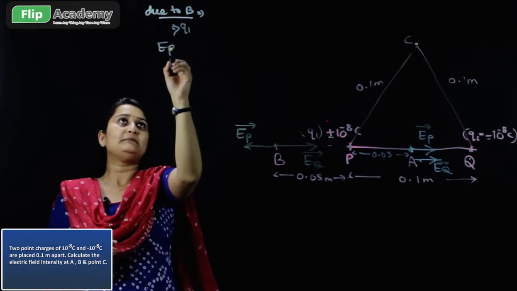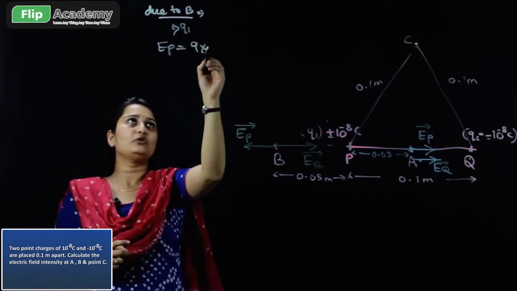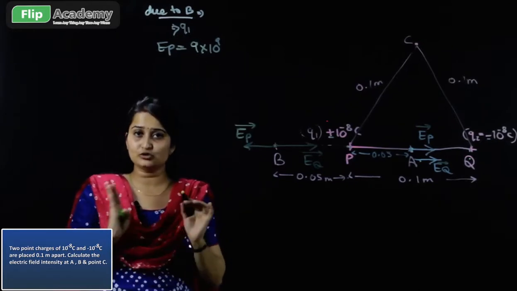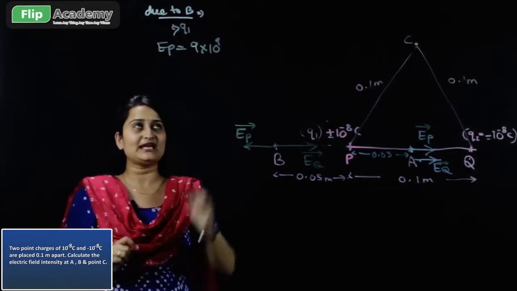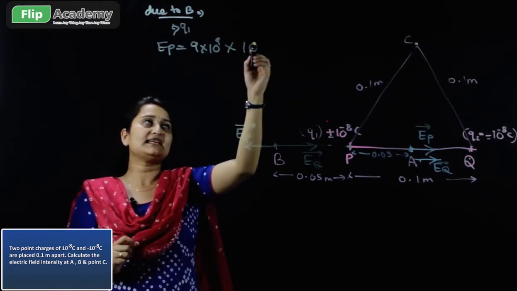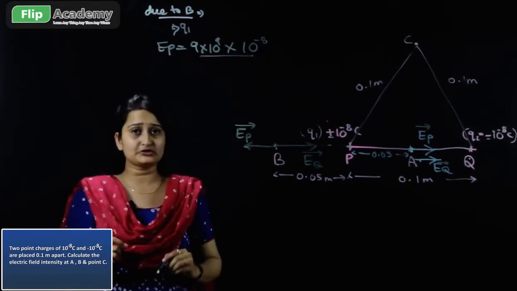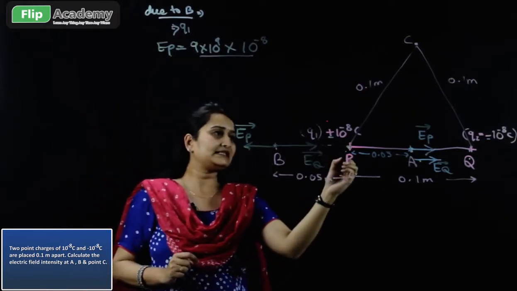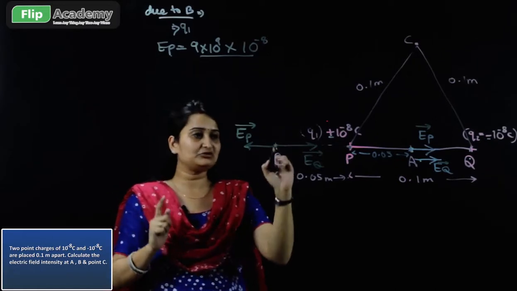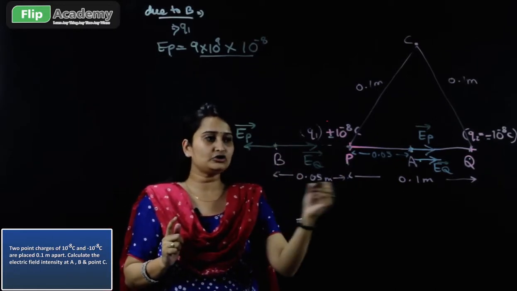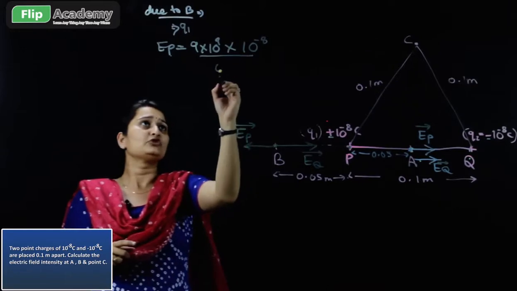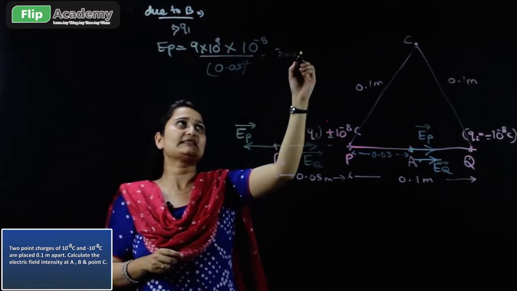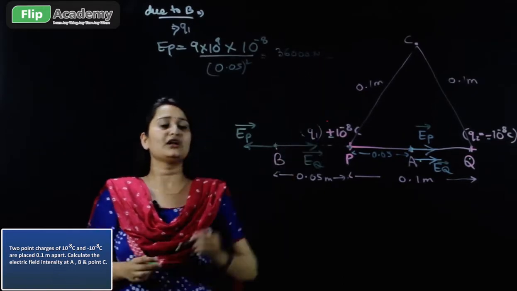If we have to find EP, again the formula remains the same. Now I am not going to put 1 by 4 pi epsilon naught. I am going to put the value directly, that is 9 into 10 raised to the power 9. This is the value of K. What is Q? Q is 10 raised to the power minus 8 upon R square. R is the distance between P and B. So, where is P? This is P and this is B. So, what is the distance between B and P? It is given to you, that is 0.05. So, 0.05 is the value. Solve it out, you will get 36,000 Newton per Coulomb.